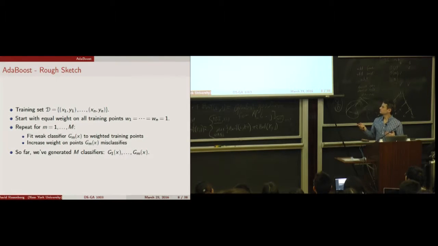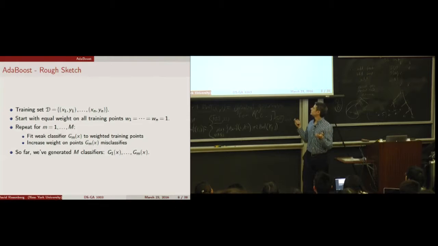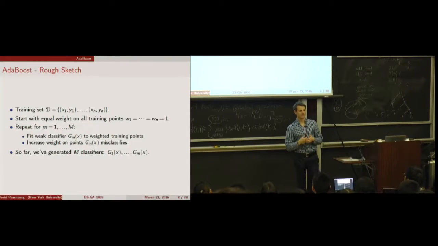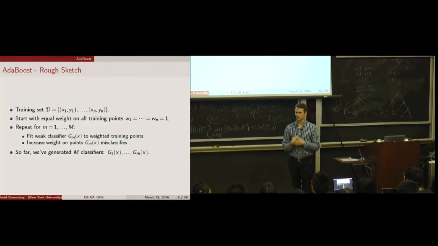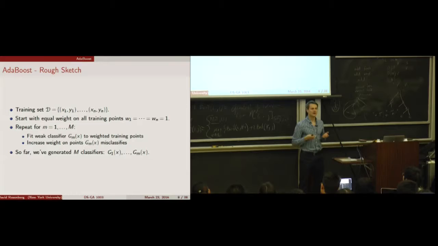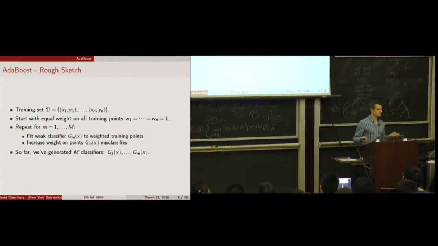And then we repeat. So what's going to happen is if a point is misclassified repeatedly, its weight keeps getting larger and larger. And every time we choose a new classifier, it's going to be working harder and harder to fit that one point or those points that have been misclassified before, because their weights keep getting driven up higher. Yeah?